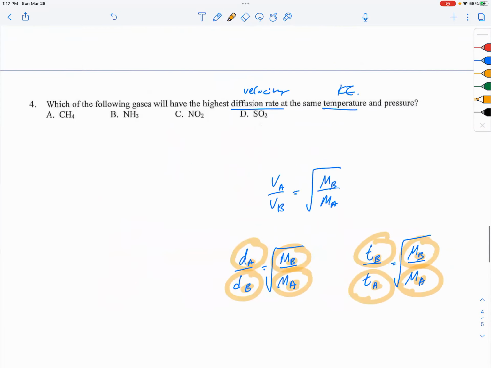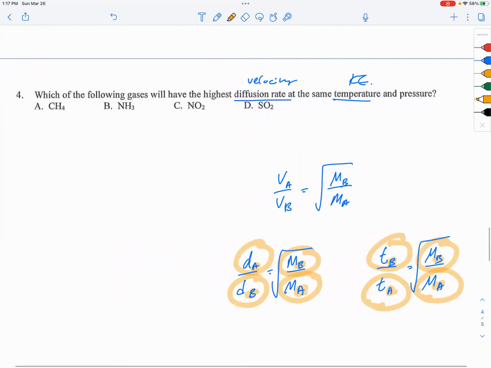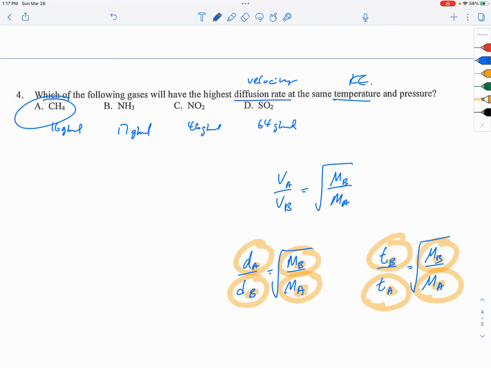Graham's law. And then among all these, so if you know the molar masses, this would be 16 grams per mole, 17 grams per mole. This one is 32 plus 14, so 46 grams per mole. And this is going to be 64 grams per mole. So it's going to be methane.